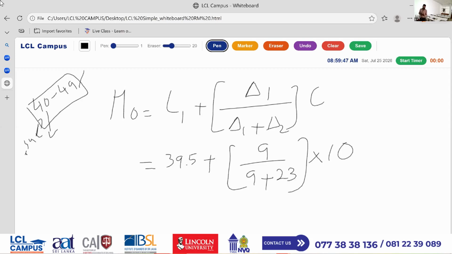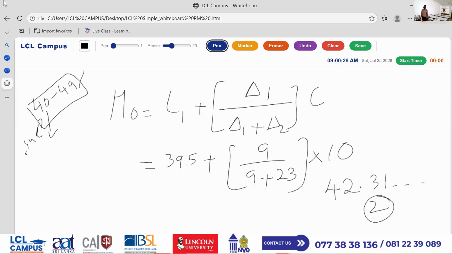39.5 plus 9 divided by, you had better take the total of this, 32, is it? 32, into 10. 42.3125. So 42.31. The second one is the answer. Done. Right.